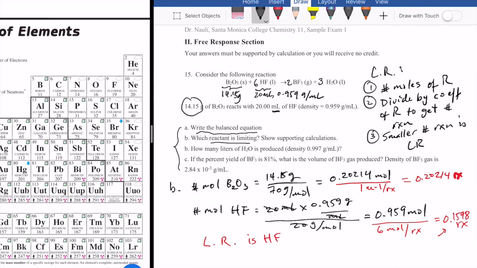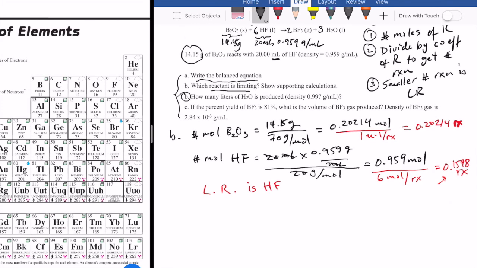All right, so now let's go to part C. That one is asking how many liters of H2O is produced if the density of H2O at that temperature is 0.997 grams per mL. Because you want liters in the end, you want to figure out volume. Volume you can find from mass divided by density. Mass you can get from stoichiometry.